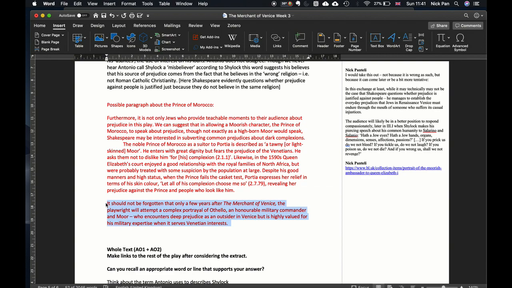So you could say, perhaps, yes, actually, Shakespeare is not like the common man. He actually is interested in destroying prejudices.